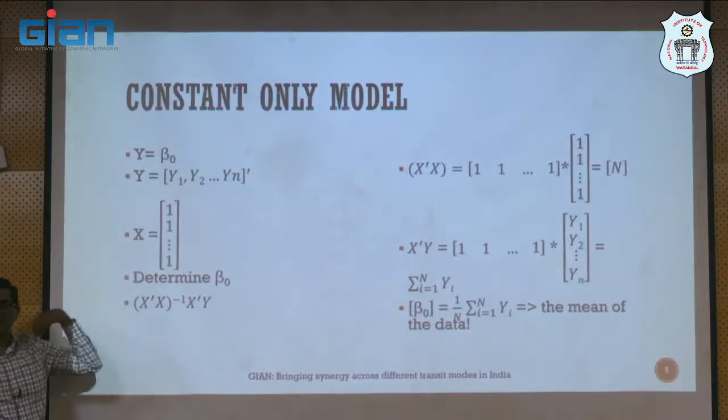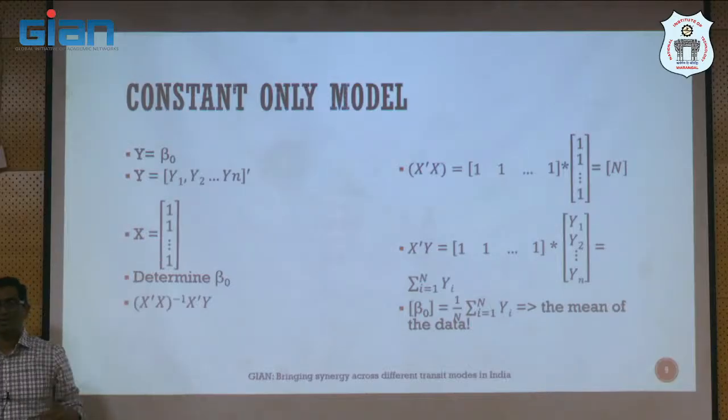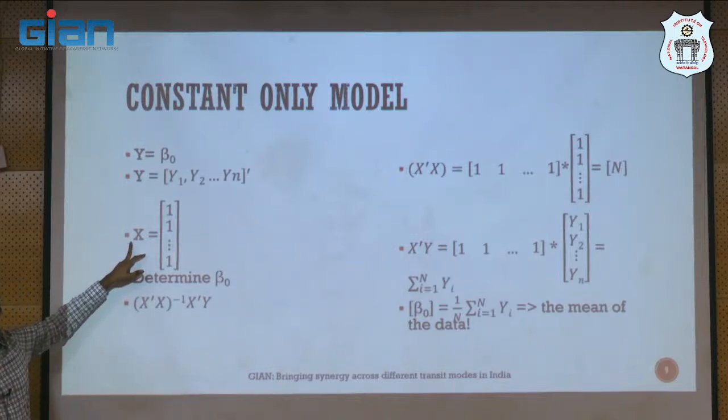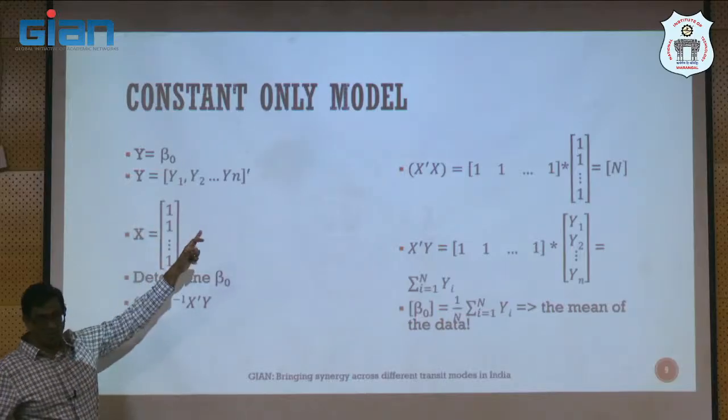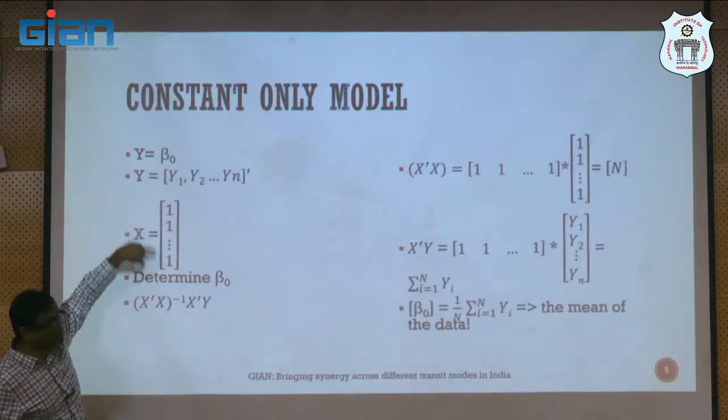So now in this case, let's try to find what is beta 0. Okay. So beta is x dash x whole inverse x dash y. So I have x. What will be x dash? X dash will be a row of 1s. Okay. So row of 1s times column of 1s.